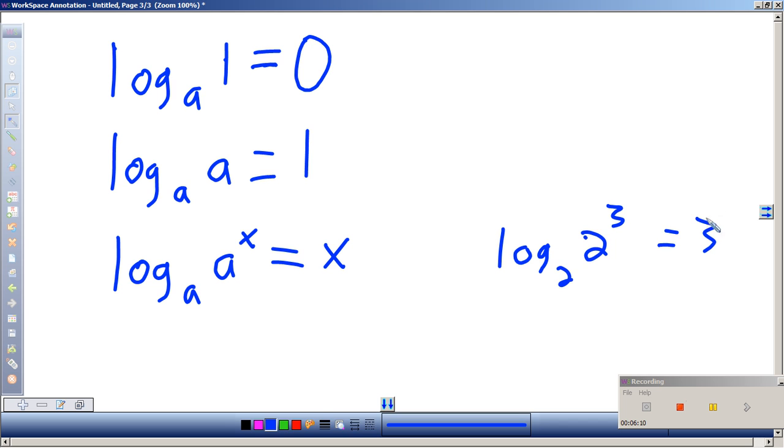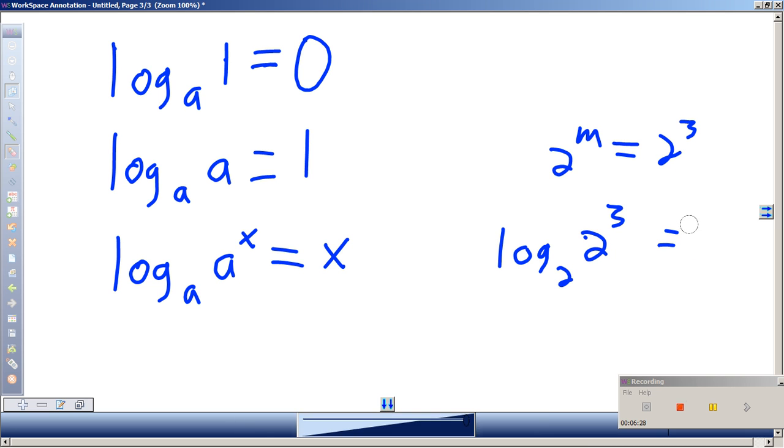Because remember, when we have this form, let's just put m here. Let's change it back to exponential form. We would have 2 to the m equals 2 to the third. What does m have to be? 3. So you can say m equals 3. If you're confused on what to do, sometimes it's helpful to change it from the logarithmic form to the exponential form, and then you might be able to see a way through it.